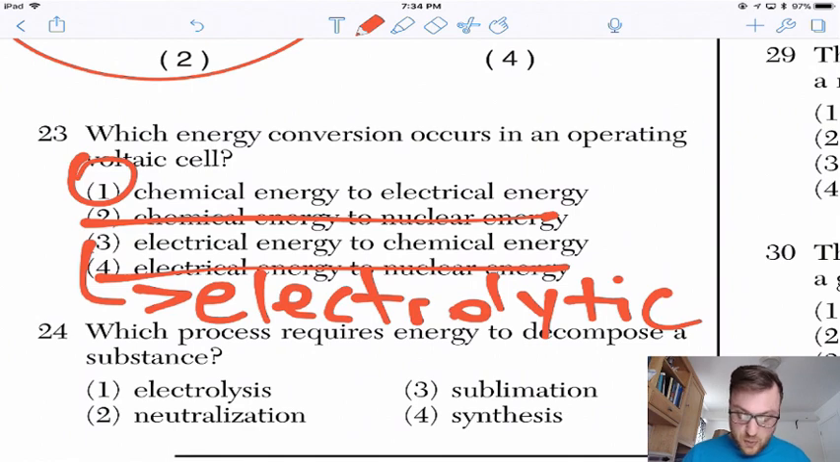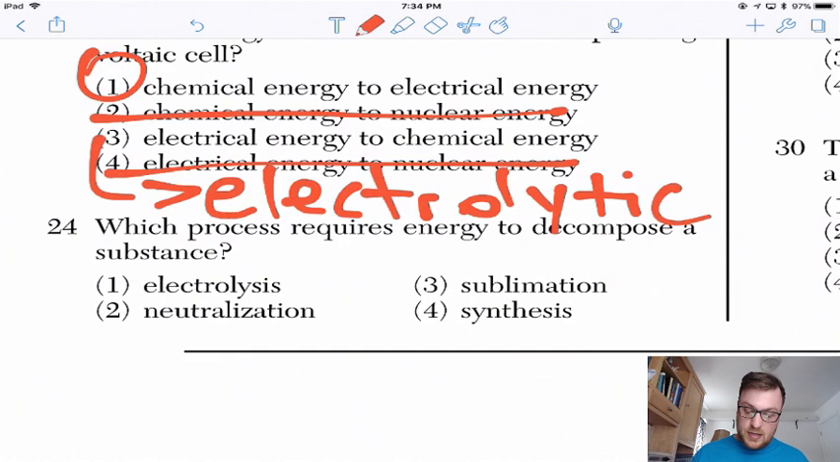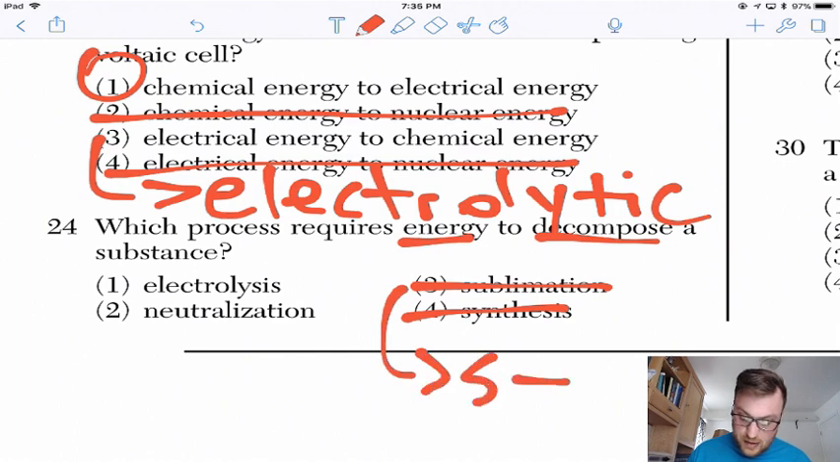Which process requires energy to decompose a substance? So, key idea here was energy and decomposition. Synthesis is bringing 2 atoms or 2 compounds together to form one compound. That's the opposite of decomposing. Sublimation is when you go from a solid directly into the gas phase. You need energy for that, but it's not decomposing the substance. The substance stays the same, it just changes phase.